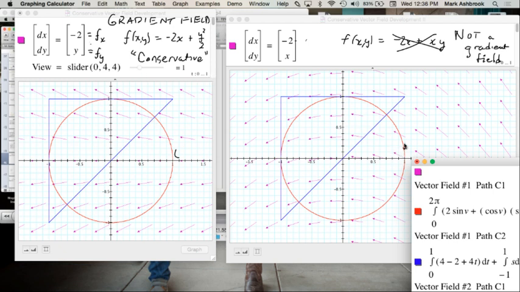Here you don't. This field does all this work, and it doesn't get it back. It maybe gets a little bit back down here at the bottom, but it doesn't get as much as it gave here. So this is not conservative. If it's not a gradient field, it's not conservative. Conservative vector fields have a potential function. They are gradient fields, and they have a potential function from which that field came. There's no potential function that can create this field, so it's not a gradient field, and it's not conservative.